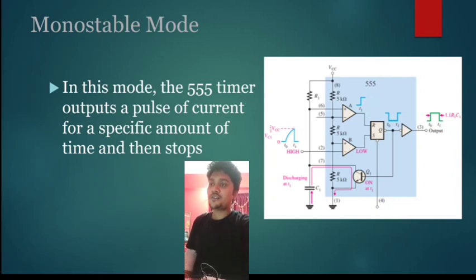The monostable mode is the second type of mode of the 555 timer IC. This is not like an oscillation that will repeat after a certain time. In this mode, the 555 timer outputs a pulse of current for a specific amount of time and then stops. So that means it gives us an instantaneous value, a pulse of current for a specific amount of time, and then it stops.